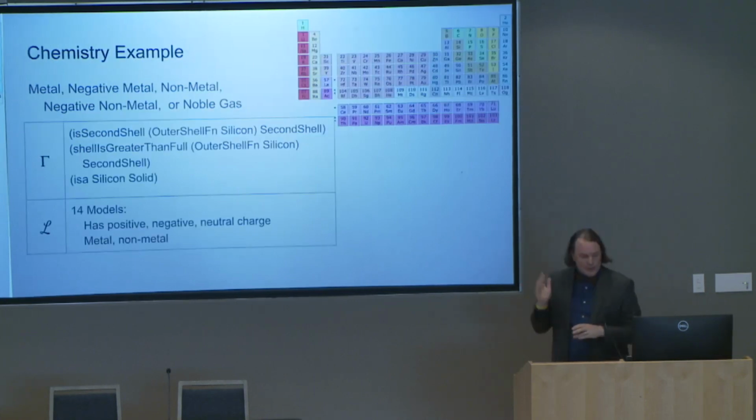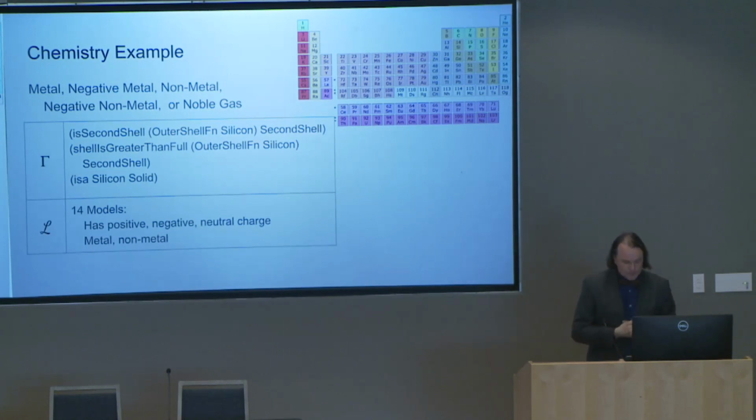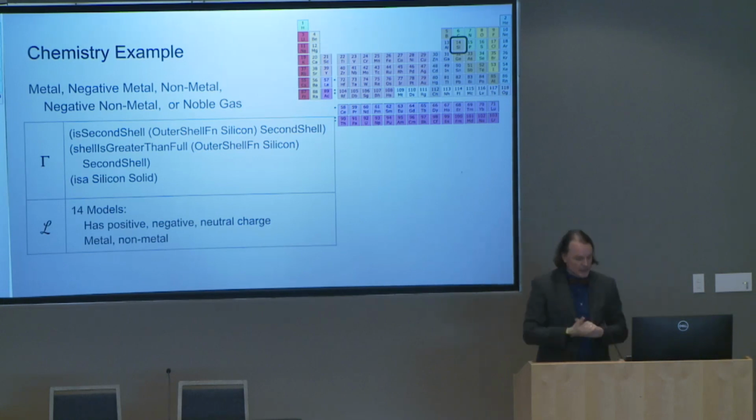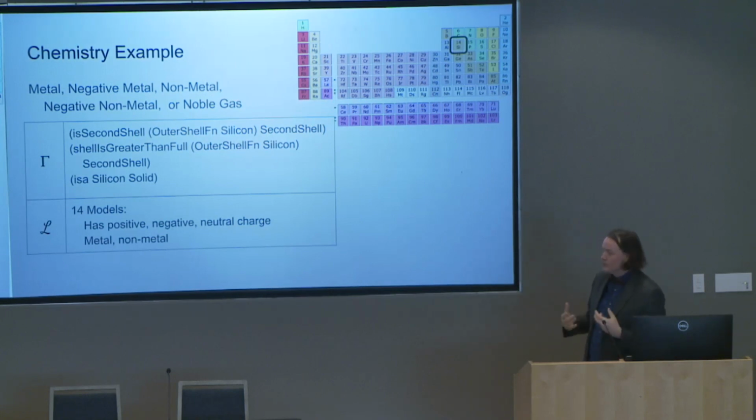For this, I'm going to shift briefly to an example from chemistry. We want to be able to infer one of 5 things: that some element is a metal, a negative metal, a non-metal, a negative non-metal, or a noble gas. In particular, we're going to look at just silicon. We start off with these 3 facts about silicon. Now, our model library has 14 models to infer whether an element is positive, negative, or neutral, and whether it is a metal or a non-metal.